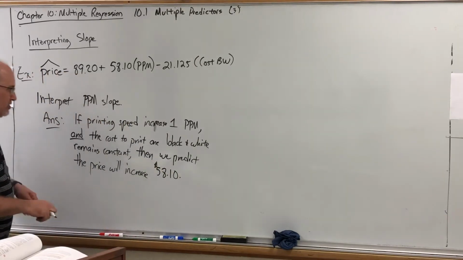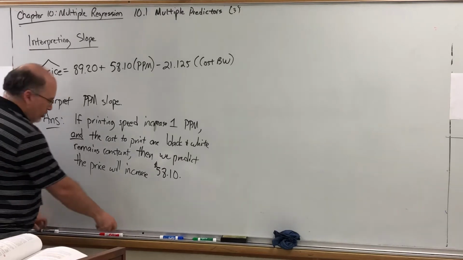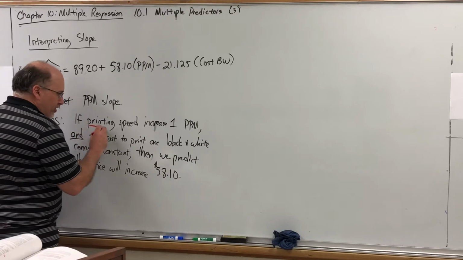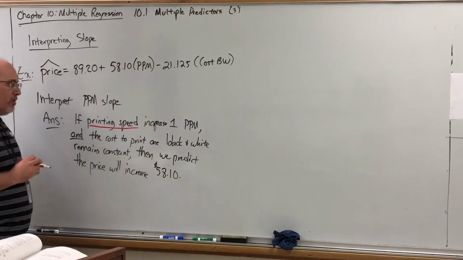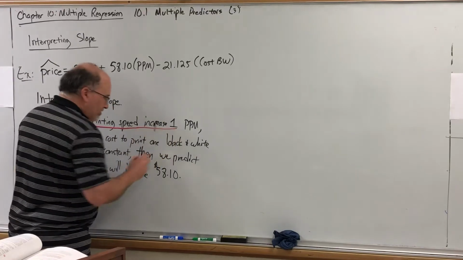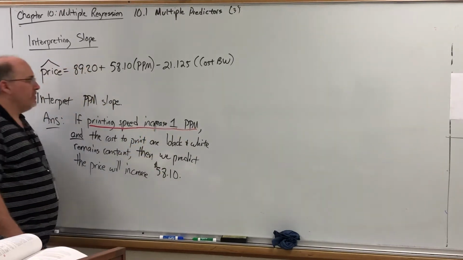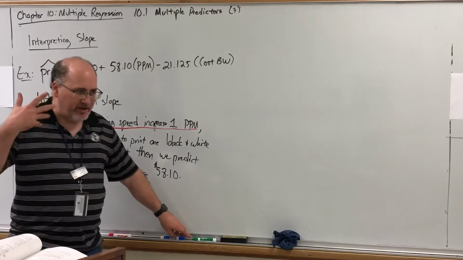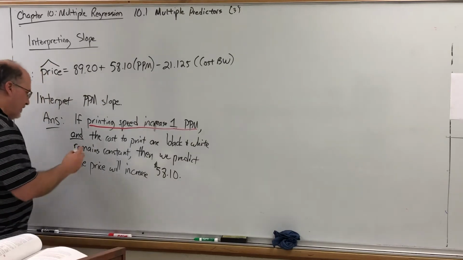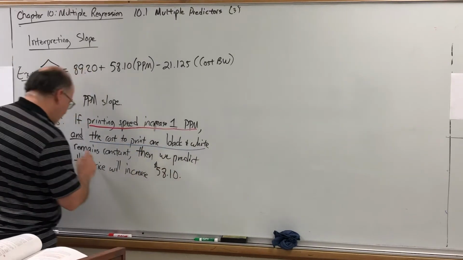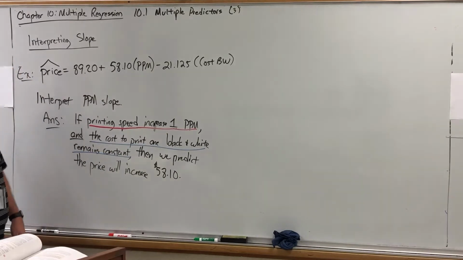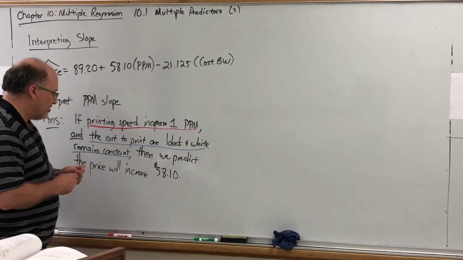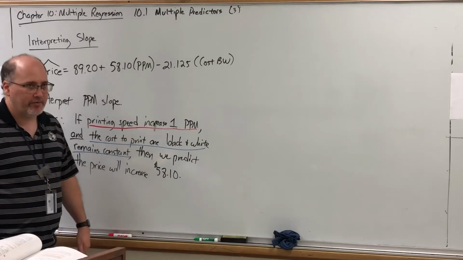So there are 3 parts to interpreting the slope in a multiple regression. Number 1, you have to state that the explanatory variable whose slope you are interpreting increases by 1 whatever. So if this increases by 1, but you also have to state that everything else stays the same. So, and the other explanatory variables don't change, they remain constant. In this case, it's just 1. We could say generically, and the other explanatory variables remain constant.